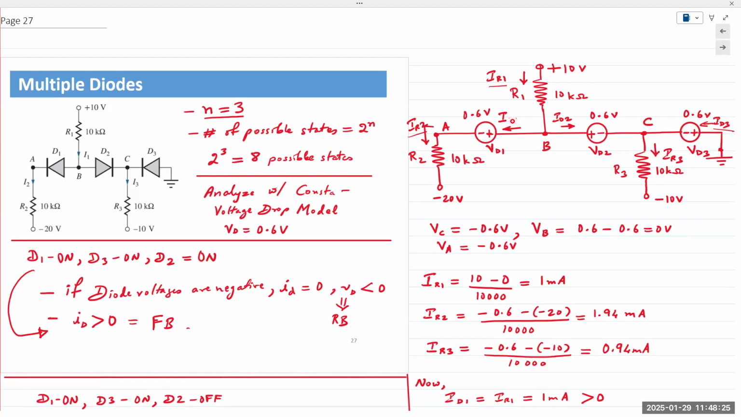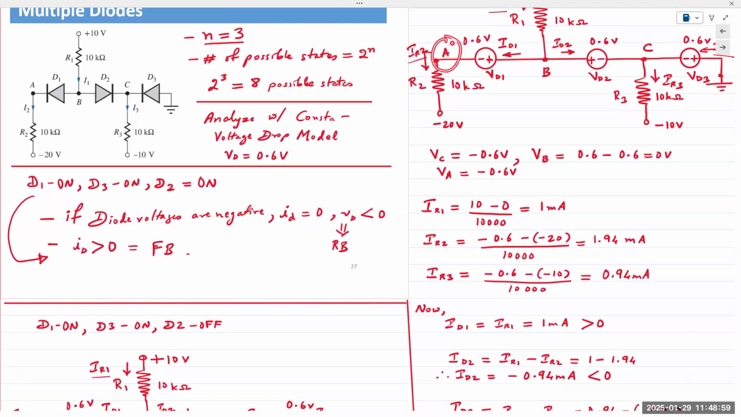In the same manner, I can find IR1 through here. Once I find IR1 and I have ID1, I can find ID2 by applying KCL. Right? At every single step, my job is to ensure that when I write an equation, there should be only one unknown variable. And then I solve for that unknown variable, then I write a second equation using those values.